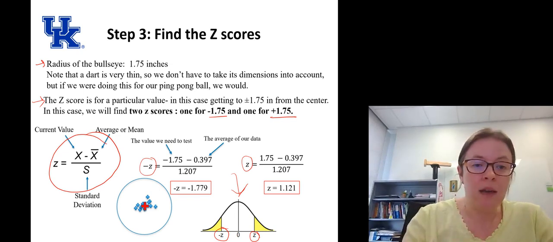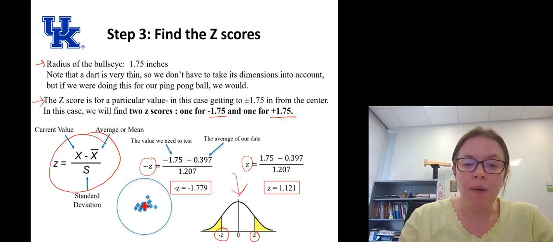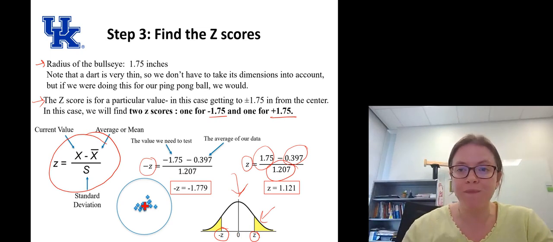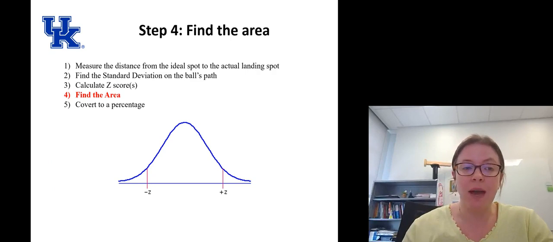So for our negative z, the value we're going to test is negative 1.75. We're going to subtract the average, which is 0.397, and divide by 1.207, and we end up with z equal to negative 1.779. Then for our positive z, we just take a positive 1.75, subtract the average, divide by the standard deviation, and we end up with a z value of 1.121.